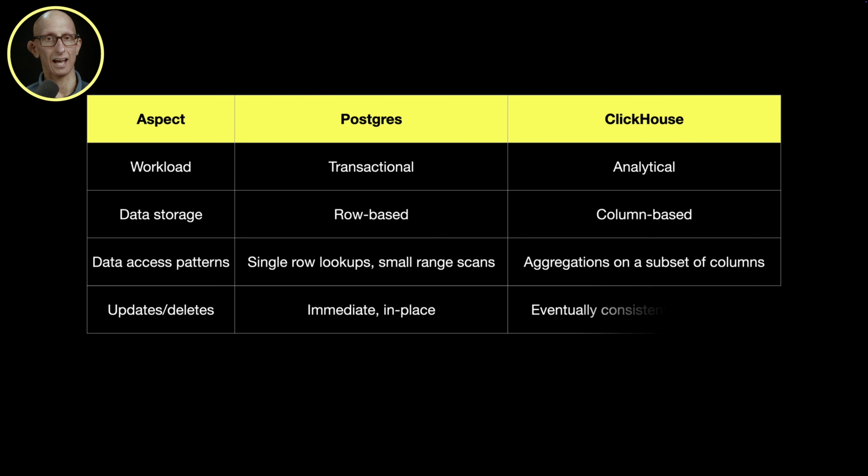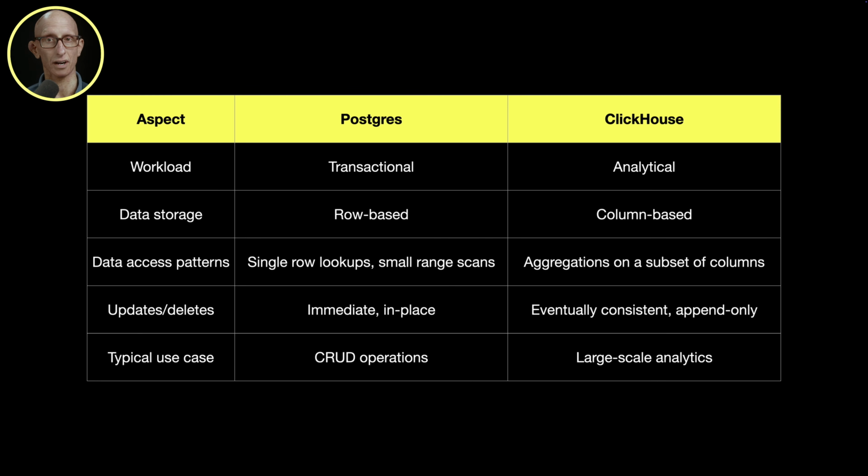With updates and deletes in Postgres, they'll be immediate and in place, whereas in ClickHouse, it's append only and it will then be eventually consistent. And the typical use case in Postgres is CRUD operations, whereas in ClickHouse, it's typically large-scale analytics.